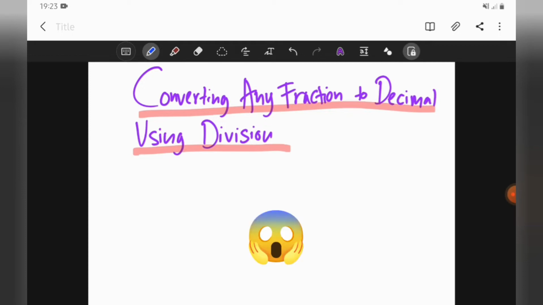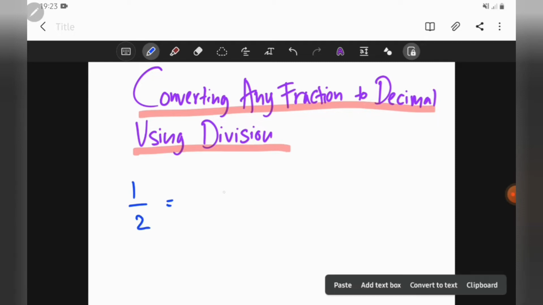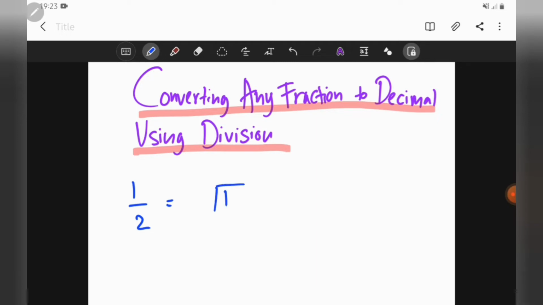Okay, let's start with one half here. So for the half, we will convert this fraction using vertical division like this: 1 divided by 2. Remember, the top number is always inside the gates and the denominator or the bottom number will be outside. So 1 divided by 2.